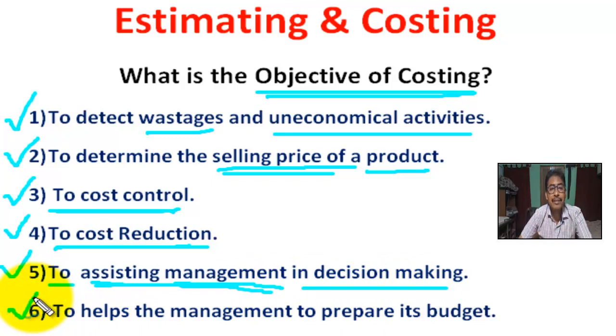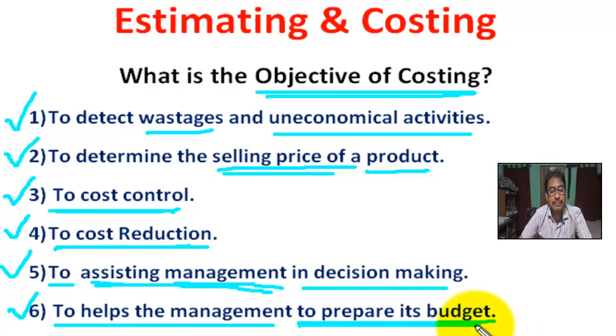Number 6, to help the management to prepare its budget, as costing gives actual expenses on various items during the manufacturing cycle, on the basis of which the management can prepare future budgets for the expenses. Okay.